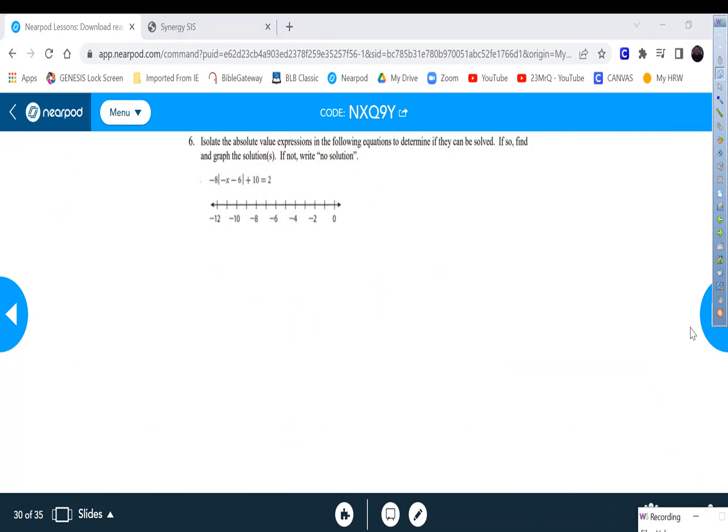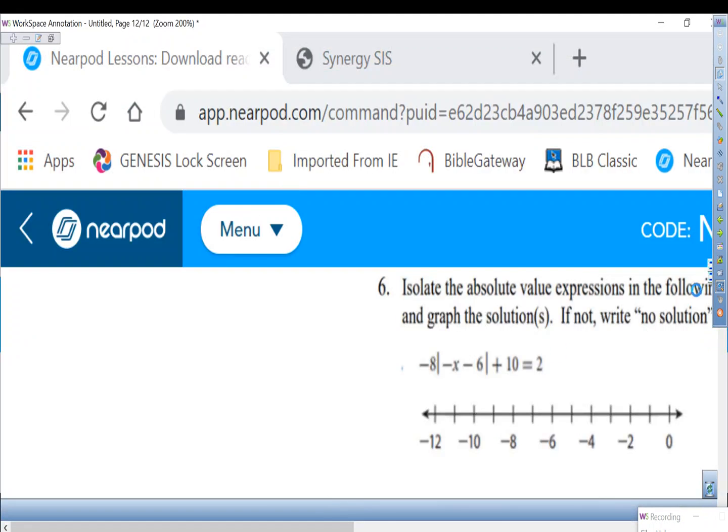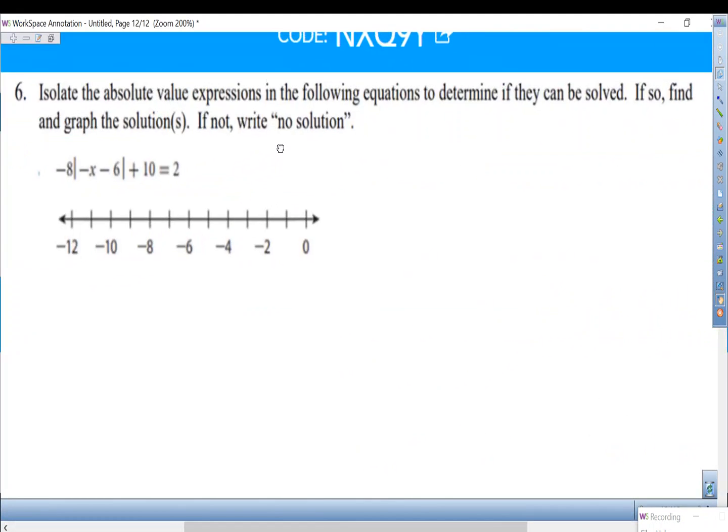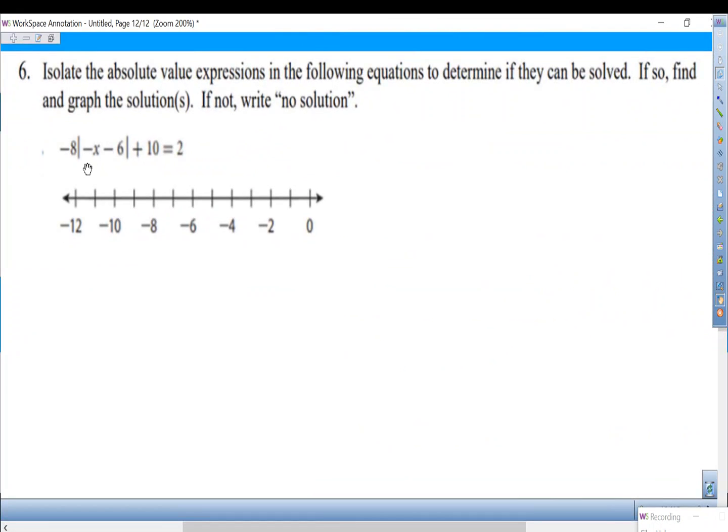All right, number 6 is on your screen. It says, isolate the absolute value expression in the following equation to determine if they can be solved. If so, find and graph the solution. If not, write no solution. So copy that, please. And they give us the equation -8 times the absolute value of -x minus 6 plus 10 equals 2.